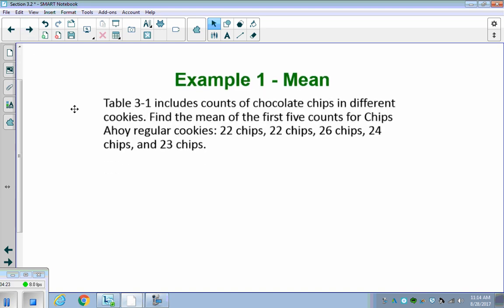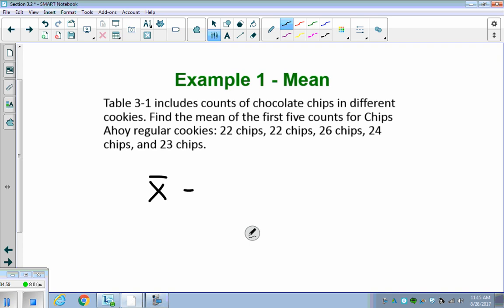So here's an example. There was a table there that includes the counts of chocolate chip cookies and different cookies. Find the mean of the first 5 counts for Chips Ahoy regular cookies. And there's the number of chips. So, am I doing this as a population or is this a sample? It's a sample, isn't it? Because I'm not going to count every single solitary cookie. I'm just doing a sample of 5. So I'm going to be using X bar, correct?